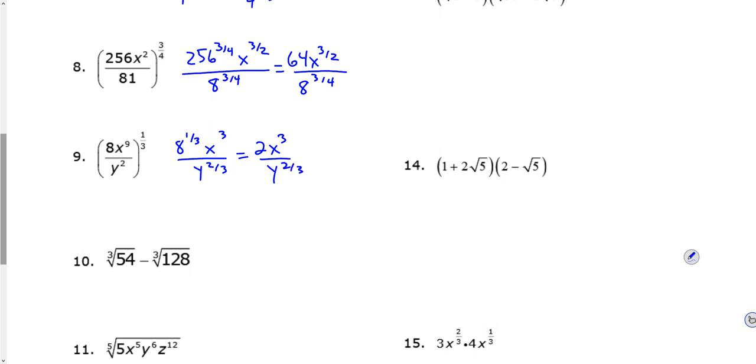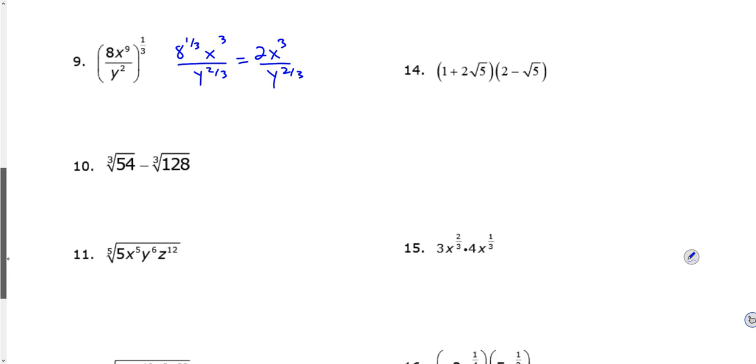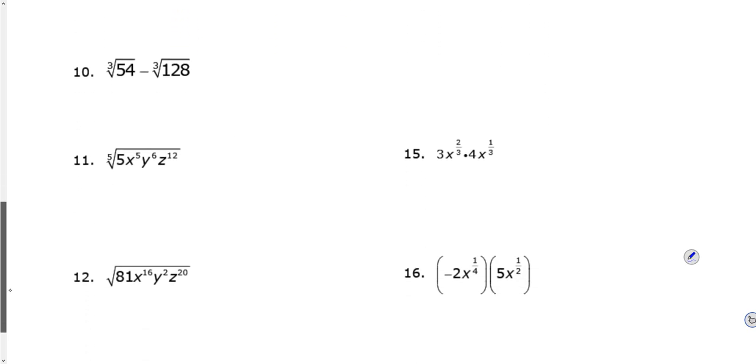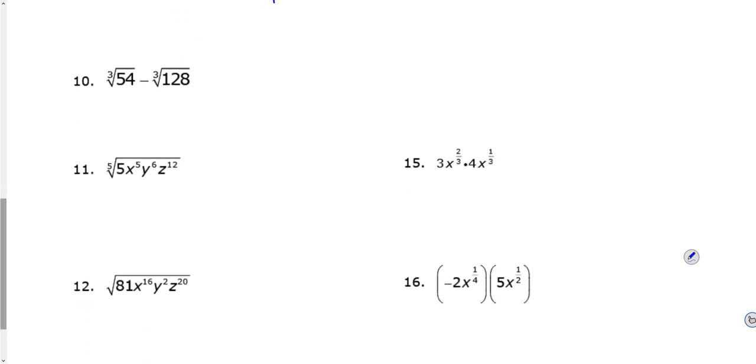Okay, when we get into these adding and subtracting problems, actually I'm going to jump around a little bit because there's some that are kind of similar. So number 15, 3 times 4 is 12. Then we add the exponents, so we get x to the 3/3, so it's just x to the first.